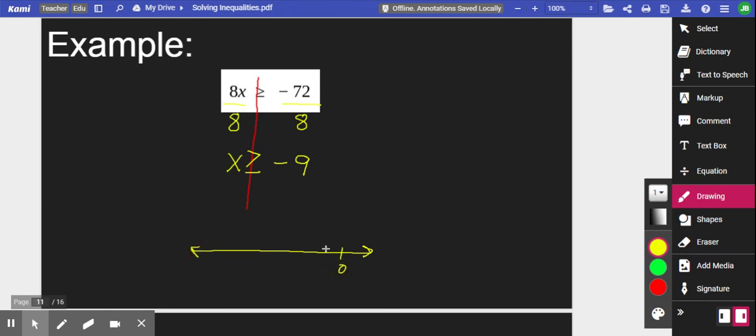Here's my 0, -1, -2, -3, -4, -5, -6, -7, -8, -9, -10. And in this case, our x values are going to be greater than or equal to -9. So again, it could be equal, so I'm using a closed dot at -9, but we're looking at all of the terms that could be greater than -9. So our solution set would graph to the right.